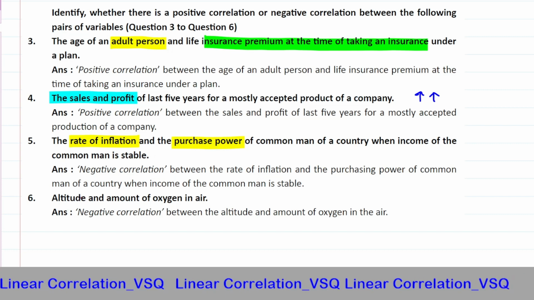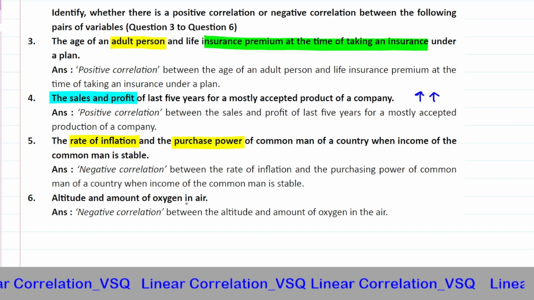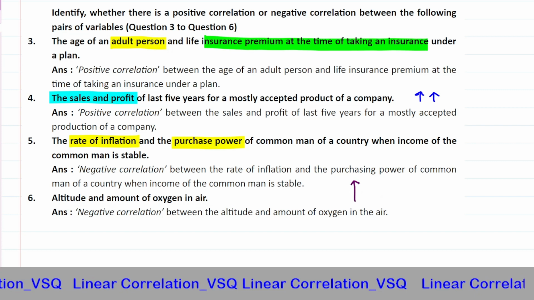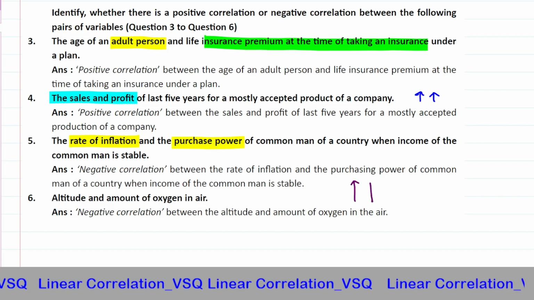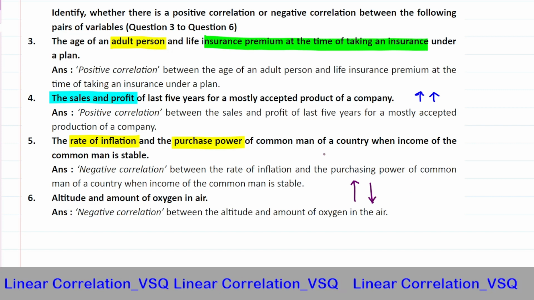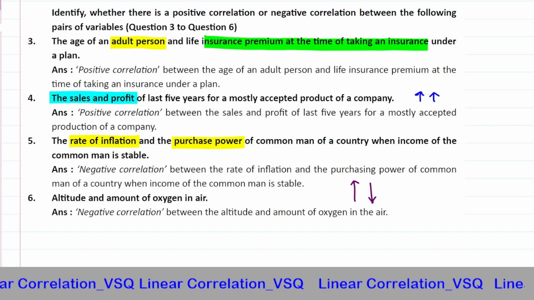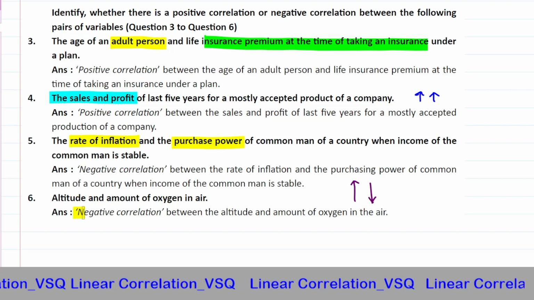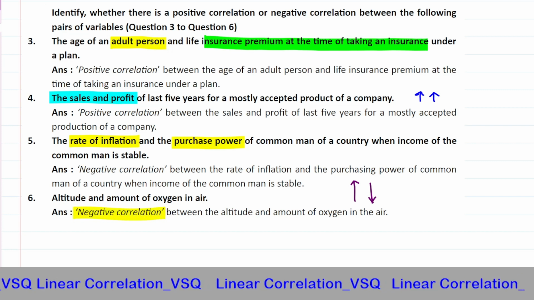Question number 6: altitude and amount of oxygen in air. Altitude means height. If altitude increases, meaning height increases, the level of oxygen decreases. And when the change in two variables is in the opposite direction, then there is a negative correlation between the two variables.